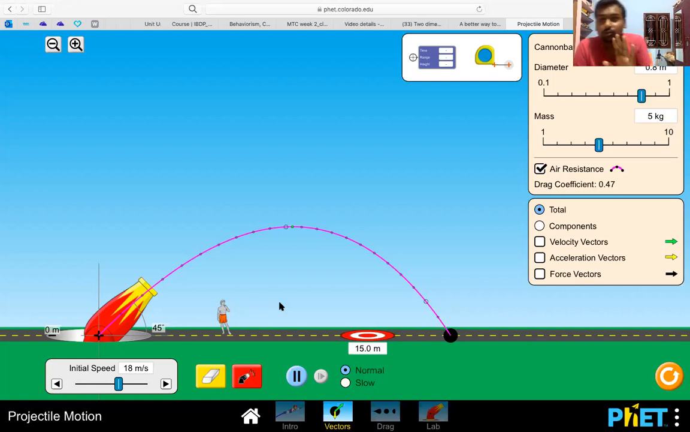Now, what I'm going to ask you guys to do in the next subtopic is to identify the position time, velocity time, and acceleration time graph for the vertical motion, considering that the y-axis is positive upwards. Thank you.